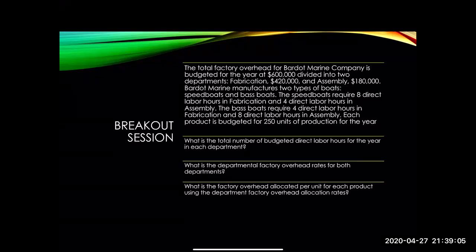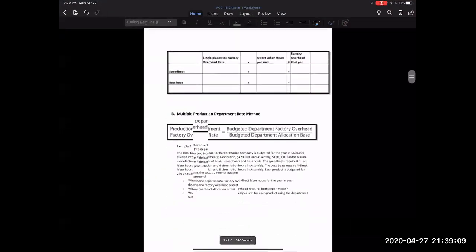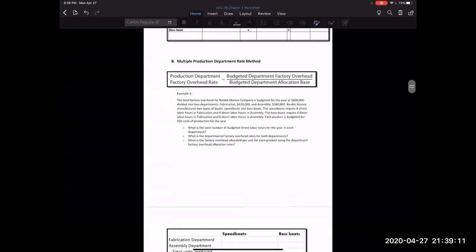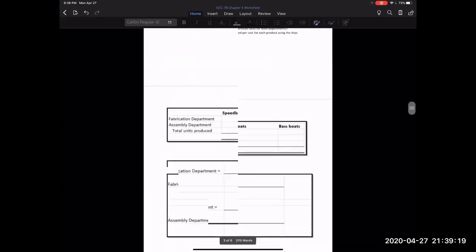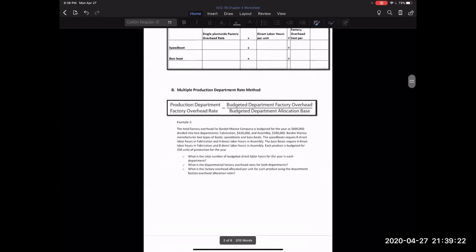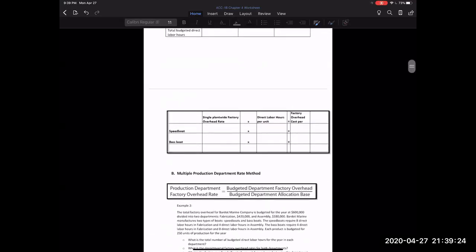I really encourage you guys to take a look at the handout. Here we are at part B, or section B. We're doing the multiple production department rate method. We're on example number 2, and we're going to be filling out all of this. So take a second, do that, and then we're going to come back together and go through it.